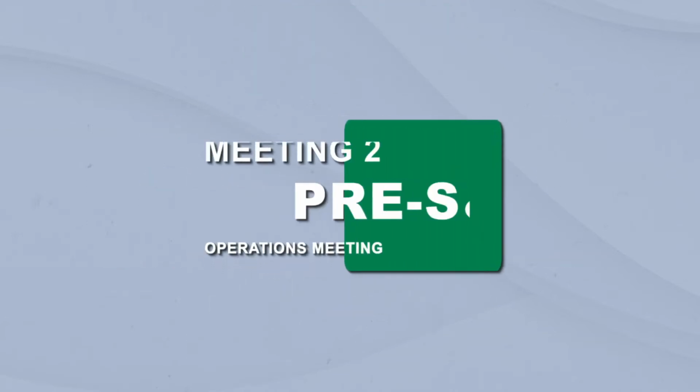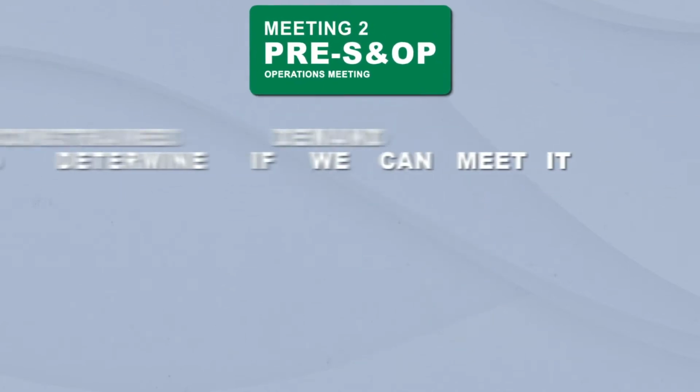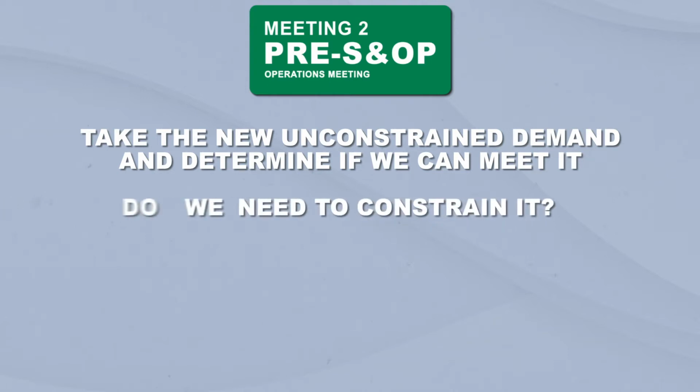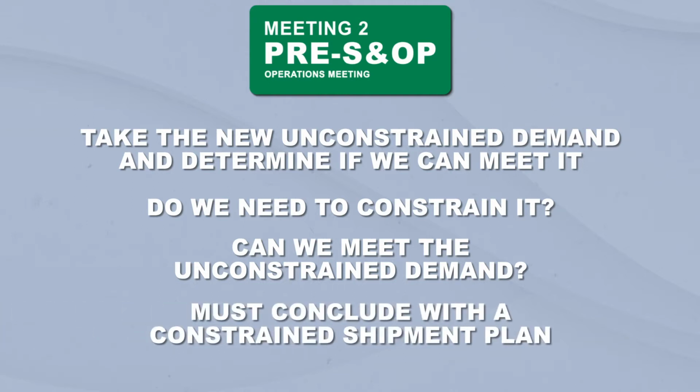The second meeting is the pre-S&OP operations meeting. This meeting is below the line. We take the input from the demand meeting, the new unconstrained demand, and determine if we can meet it or if we need to constrain that. I'm using the term operations rather broadly here. Really, we need to consider all aspects of supply, including supply chain. Can we meet the unconstrained demand? If we can't, we need to come up with what a constrained shipment plan would be.